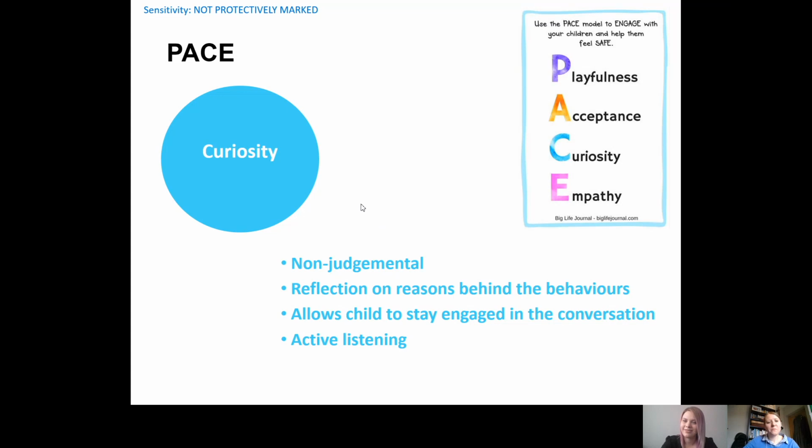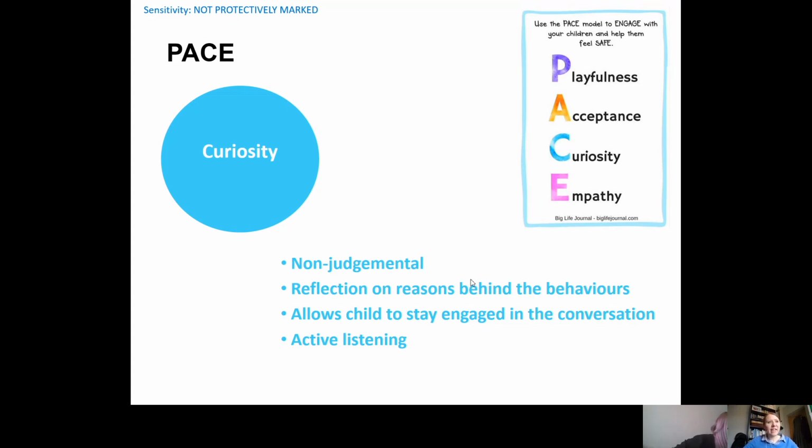Thank you. So yeah, the C in PACE stands for curiosity. And it does what it says on the tin. It's about being curious about what's going on for children and young people. It's about listening to them. It's about being non-judgmental in that curiosity, so looking at what's underneath the behaviour. We've said earlier that behaviour is a form of communication, and it's about reflecting on what a child is trying to tell us through their behaviour, and being curious can help with that.